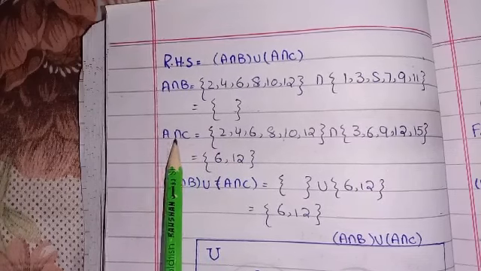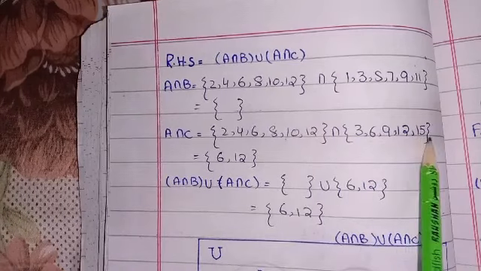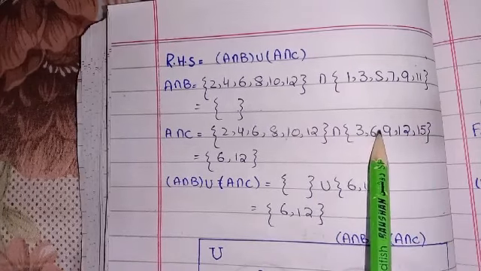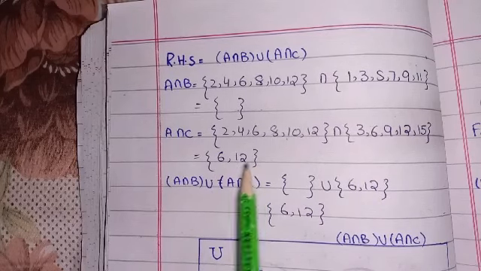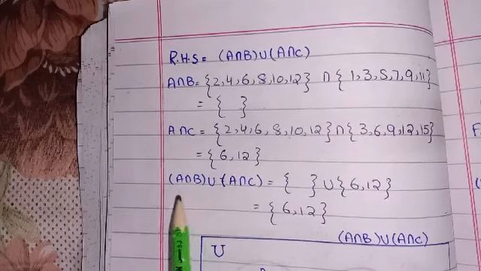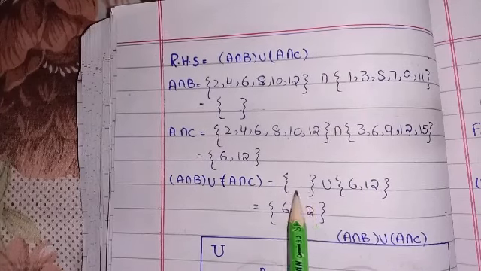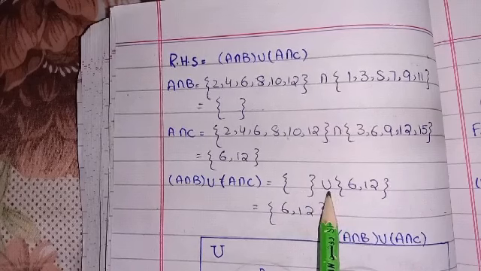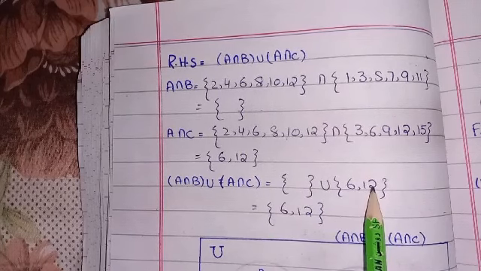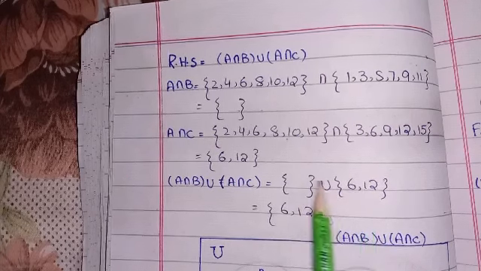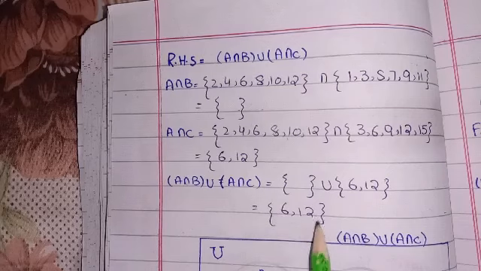Now we will take intersection of A and C sets. First we will write A set and then we will write our C set. There are two common elements in both sets, which are 6 and 12, so we will write 6 and 12 in our resultant set. Now students, we will take union of A intersection B and A intersection C. First we will write the answer of A intersection B, then the sign of union, then the answer of intersection of A and C. By combining all the elements, we have our answer set containing elements 6 and 12.